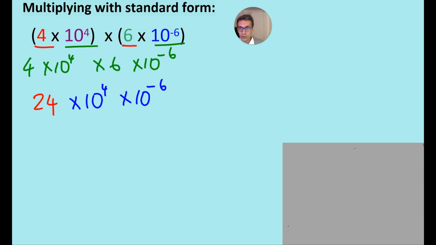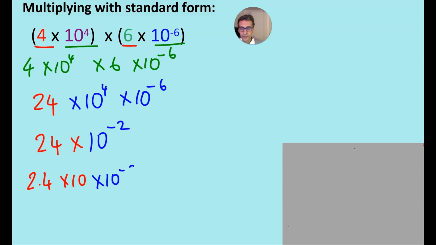So this is going to equal 24 times, now 10 to the power 4, we're going to do 4 take away 6, or 4 plus negative 6, which is negative 2. Now, this is still not in standard form, so we're going to have to change the 24 into 2.4. That's because it should be a number between 1 and 10. So this is going to be 2.4 times 10. And then we just bring down the times 10 to the power negative 2.